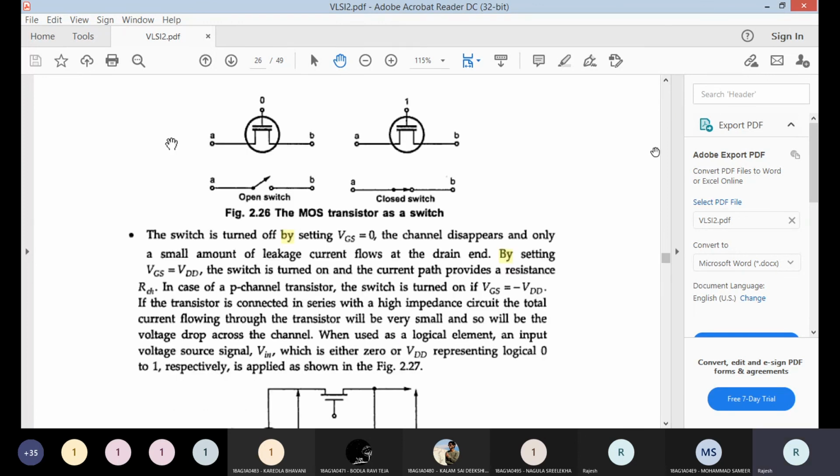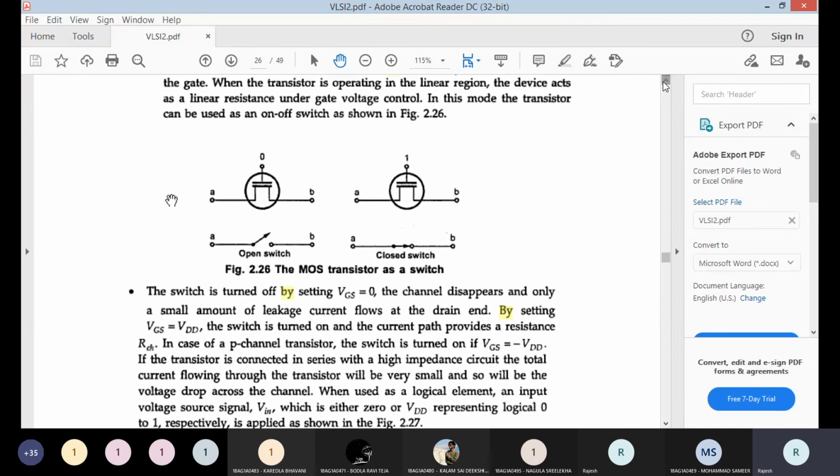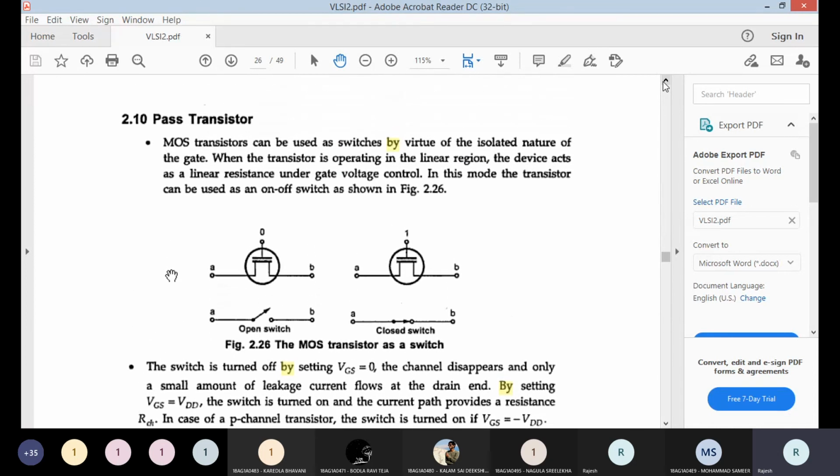So this is something called a pass transistor. Pass transistor means, as you already know, your NMOS or PMOS devices can act as a switch. So what is a switch model? Source and drain are the two terminals of your switch, and the gate is your control terminal. For an NMOS device, if you apply some positive VGS, the switch is closed. If VGS is 0, it is an open switch. So that is the MOS transistor as a switch.